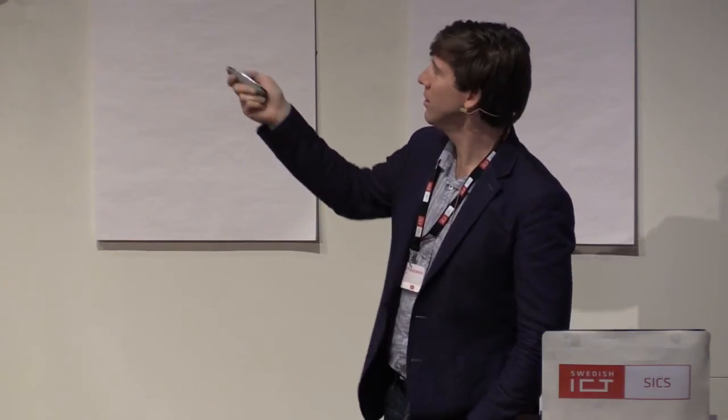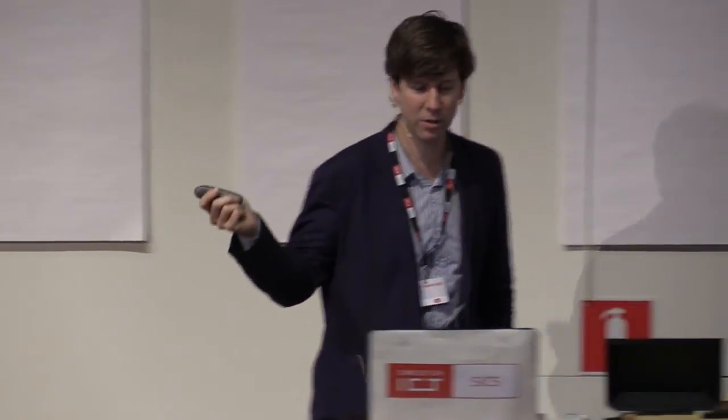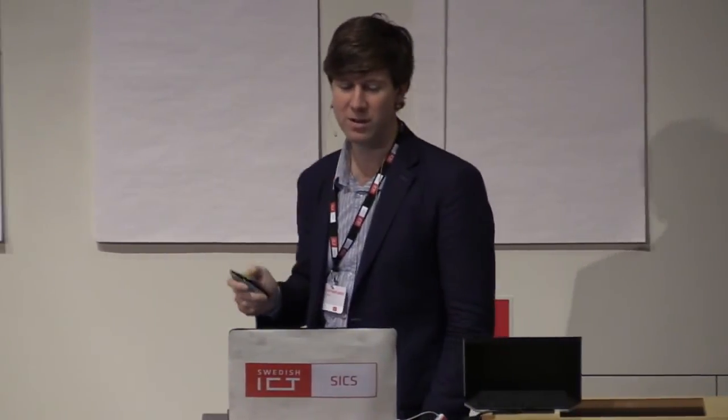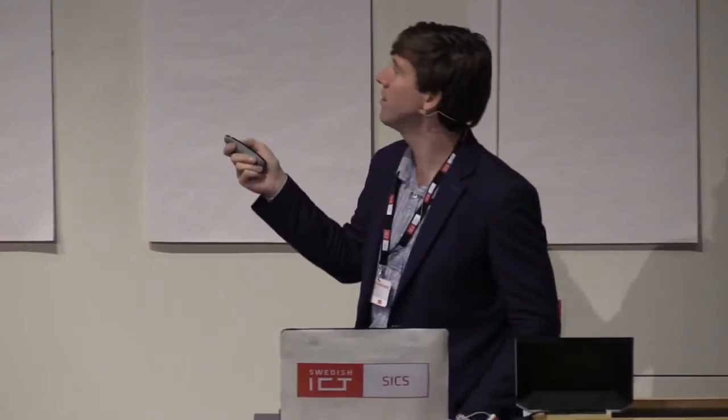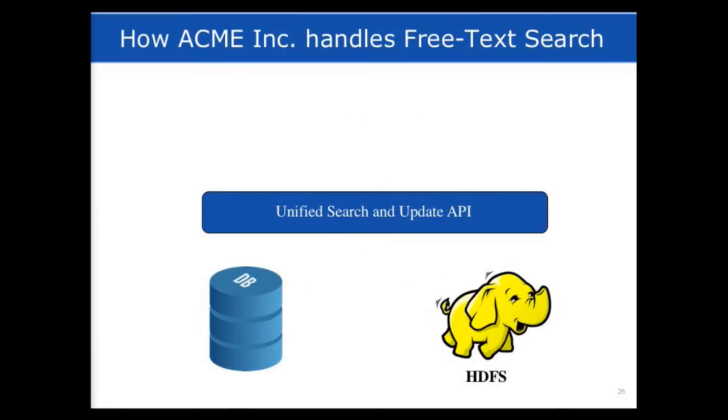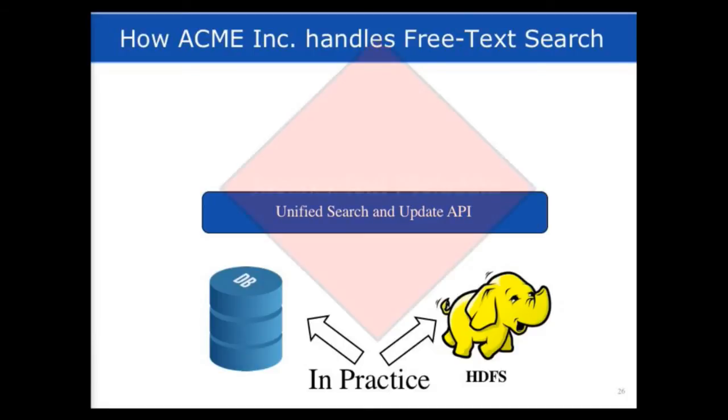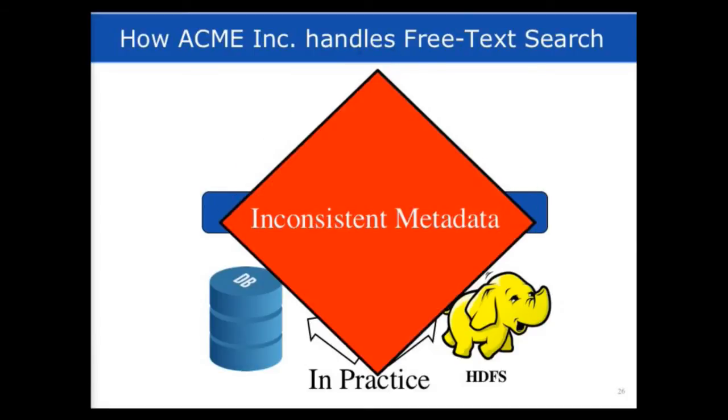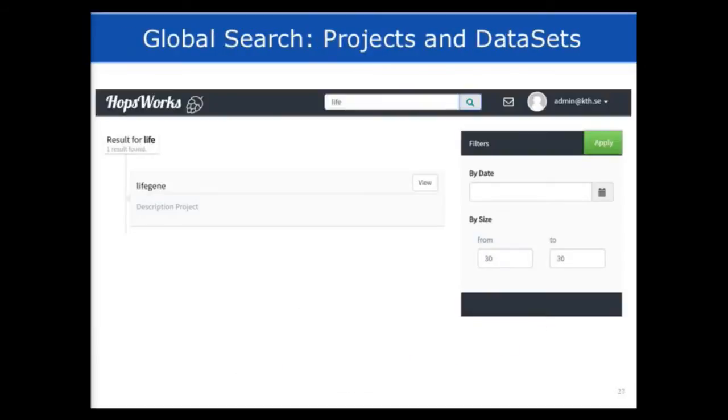So this is a company that tried to build a unified search and update API to their file system. In theory, you do your updates and search via the API. But in practice, people obviously don't use the API for everything. You don't have bindings to your MapReduce jobs and so on. So once the data gets out of sync, you have inconsistent metadata, people stop using the service, and it becomes a bit of a mess. So we're able to keep this stuff unified.